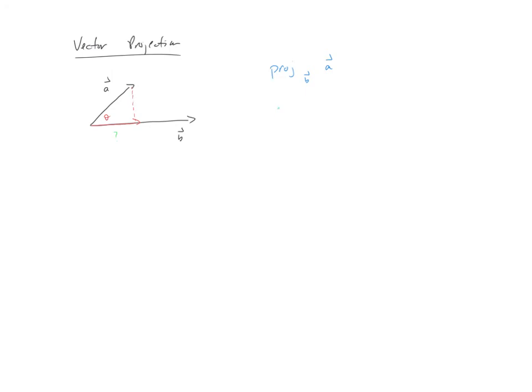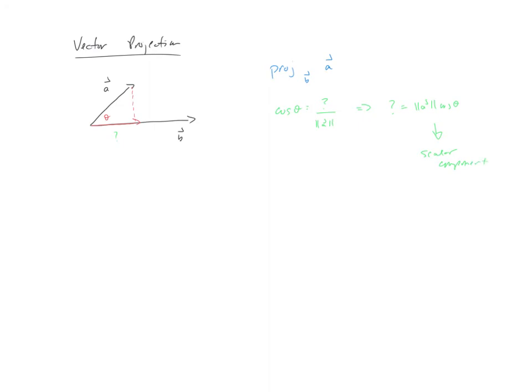Well, we know that cosine of theta is going to be the question mark over, not vector A, but the magnitude of A. We have to quantify the vector, so we take the magnitude of it, which means that the question mark is going to be the magnitude of A times cosine theta. That's really, really important, because this is what we're going to call the scalar component.